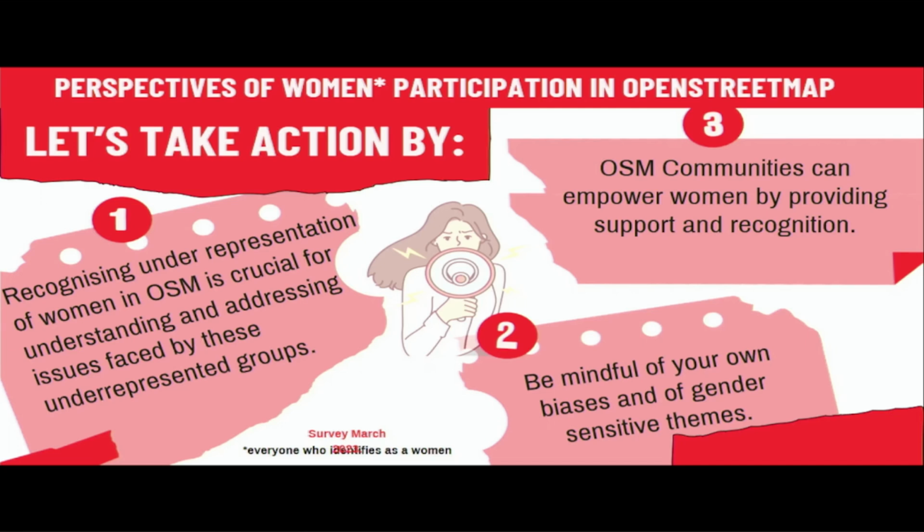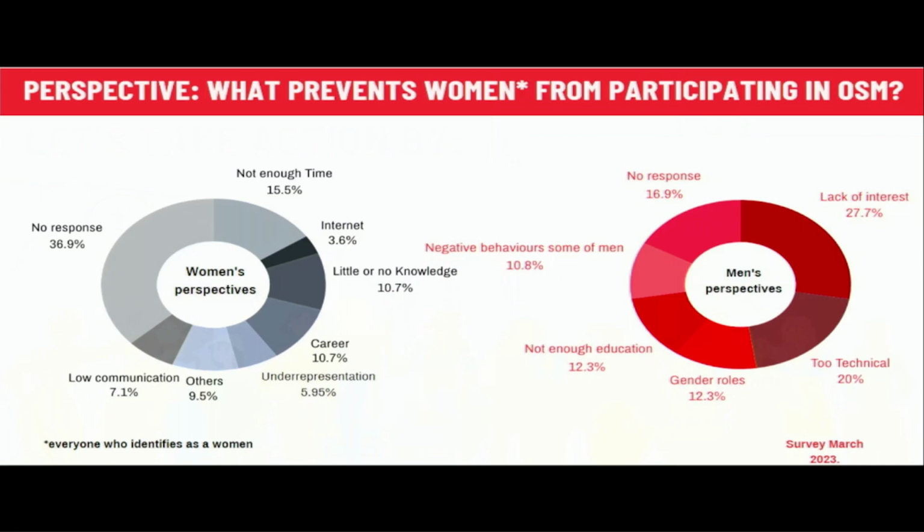Because the more you give someone positive feedback, the more they keep improving on themselves and wanting to do more. Yeah. So from the list of things I needed to know, as I stated earlier, these are some of them. From the women's perspective, some said they didn't have enough time, others said they had little knowledge about OSM, others were complaining about underrepresentation, and others said their career didn't allow them to combine it, and low communication.